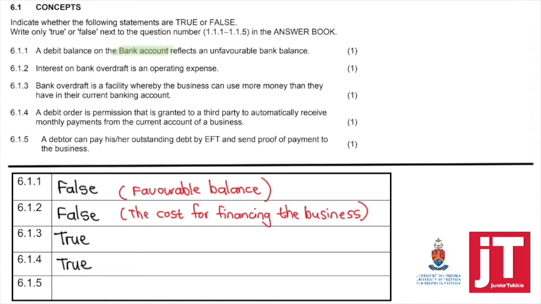And then the last question, a debtor can pay his or her outstanding debt by EFT and send the proof of payment to the business. This is also true. We actually want to encourage our debtors to pay by EFT. This will limit cash on the premises and chances for cash to be stolen.